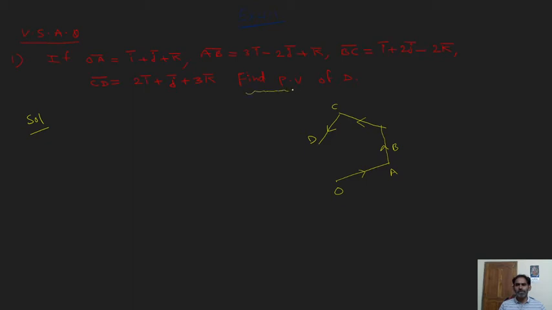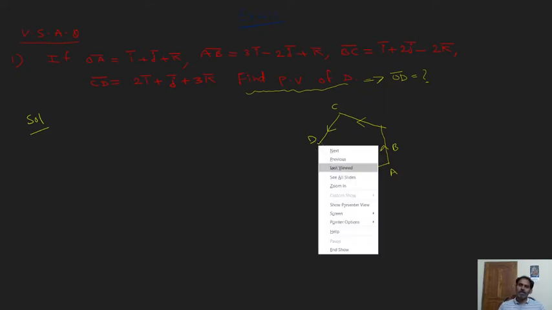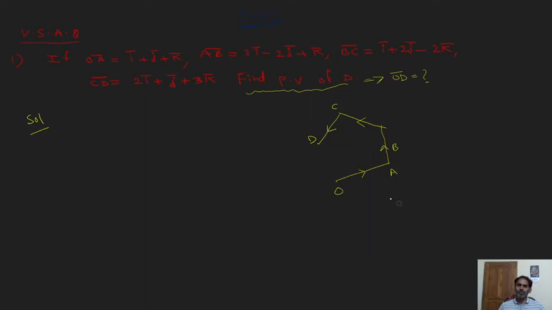Position vector of D means we should find OD bar. Position vector of D is denoted by OD bar, which is the question mark. Here, clearly by addition of vectors, the resultant vector, observe this, starting point is O to A, AB, BC, CD. So OD bar is nothing but the resultant vector. So OD bar equals the sum of all these vectors: OA bar plus AB bar plus BC bar plus CD bar.